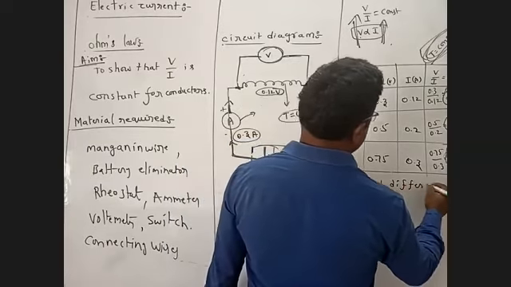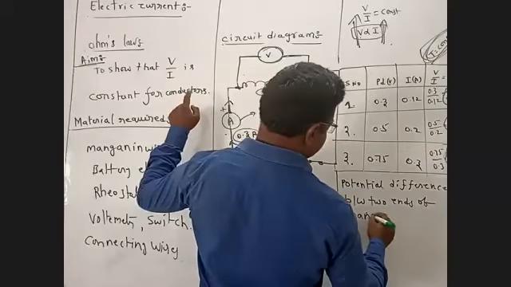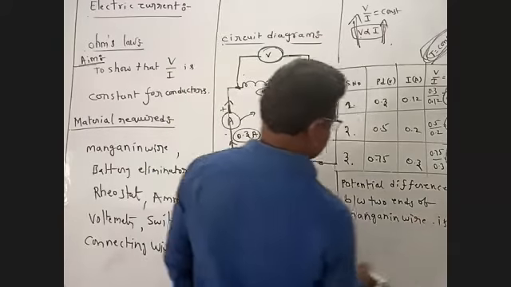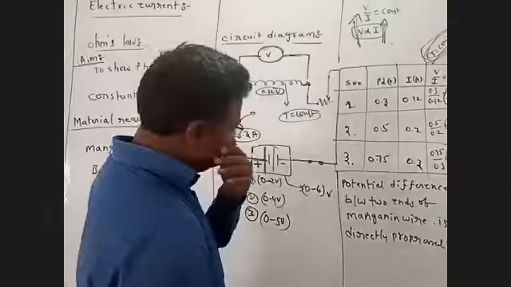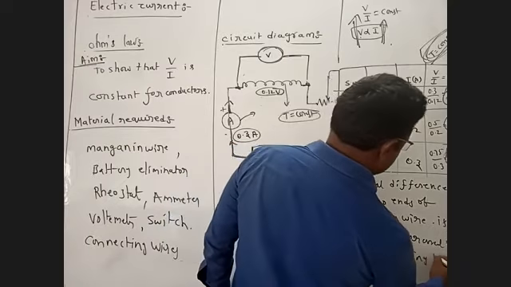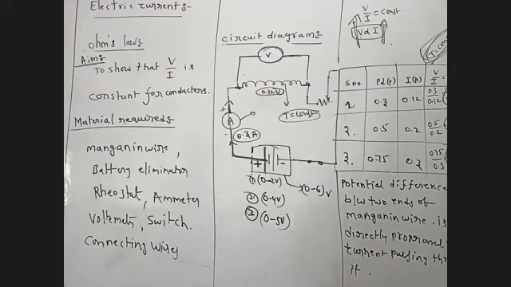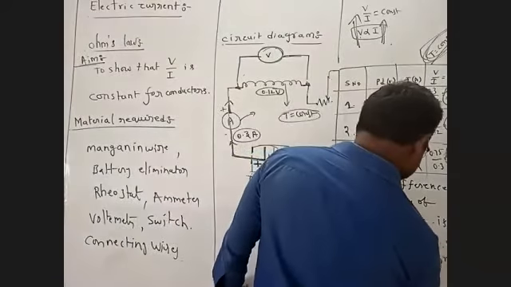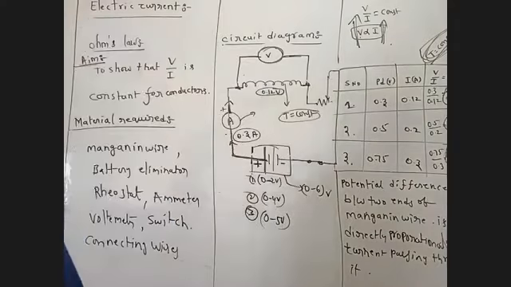The potential difference between two ends of the magnet wire is directly proportional to the current passing through it. So, the potential difference between two ends of the magnet wire is directly proportional to the current passing through it. This is proportionality.